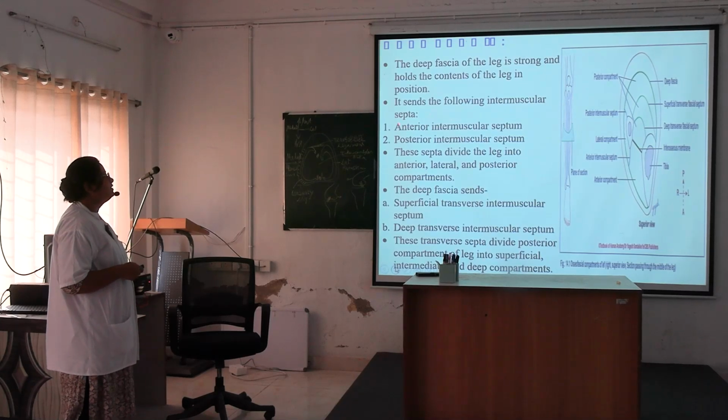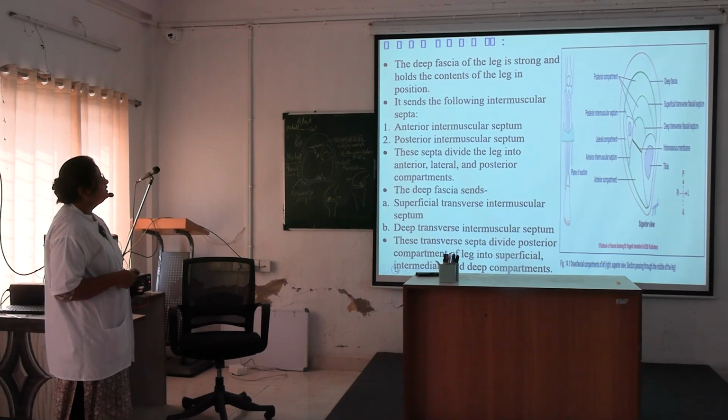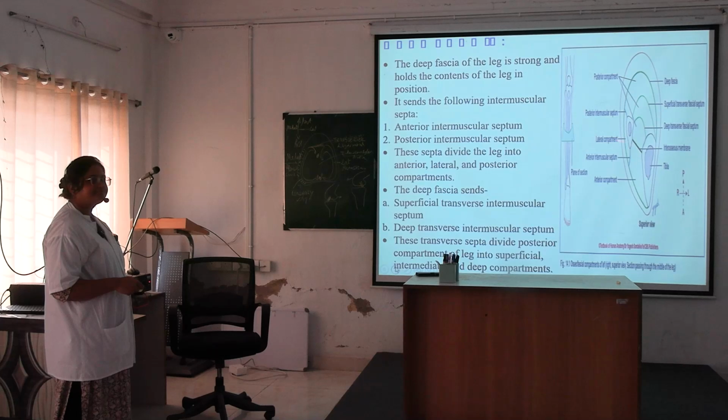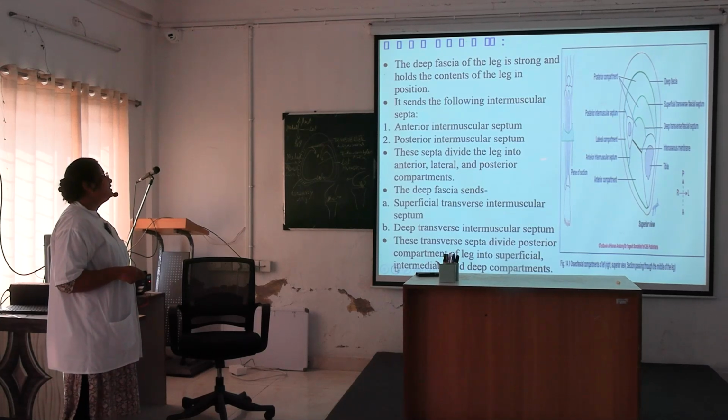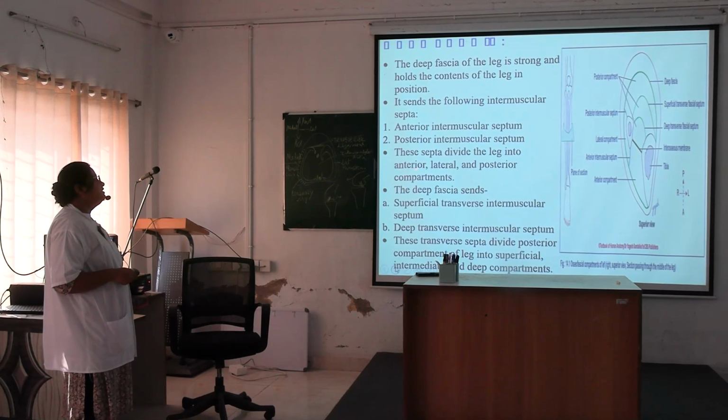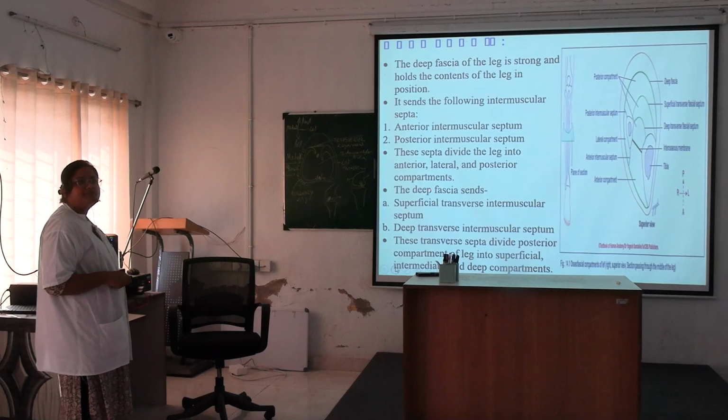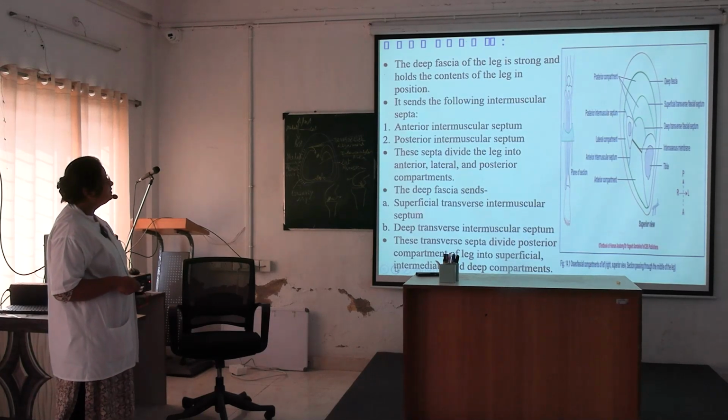It sends the following intermuscular septum: anterior and posterior intermuscular septum. Here you can see anterior and posterior intermuscular septum attached to the fibula. These septa divide the leg into anterior, lateral and posterior compartments. You have seen these three compartments.